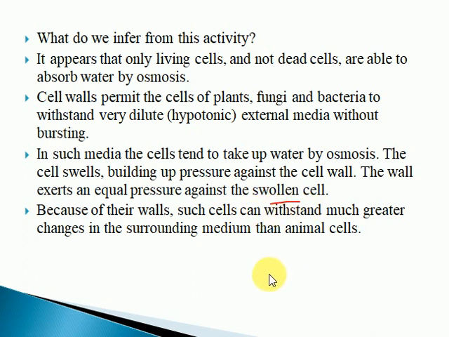See, they're saying that if you keep a cell in hypotonic solution, then it is going to absorb water, but it will not burst. The cells will become turgid. It is going to exert pressure on the wall, but it is not going to burst, and this is possible just because of the presence of the cell wall. Because of their walls, such cells can withstand much greater changes in the surrounding medium than animal cells. Plant cells have the cell wall, therefore they are able to withstand greater changes in the surrounding medium compared to animal cells.